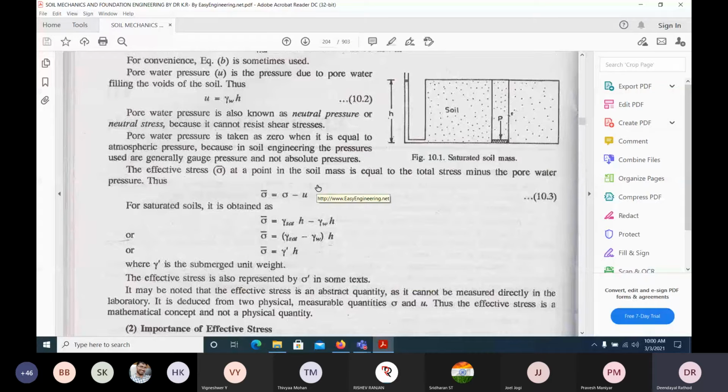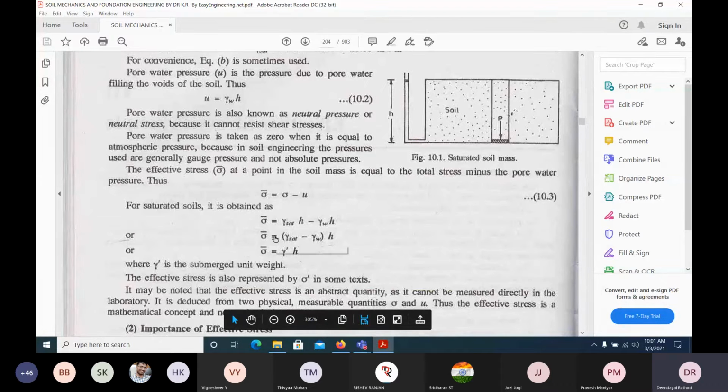Again, I'm explaining. If it is dry, there is no water, so u is equal to 0. In that case, total stress is equal to effective stress because there is no water at all. But if water is there, that water we have to deduct from the total stress. Then you will get the effective stress. So if I ask you the effective stress at a depth of H when the soil is saturated, you can do gamma total minus gamma W, or directly gamma dash H can also be done.